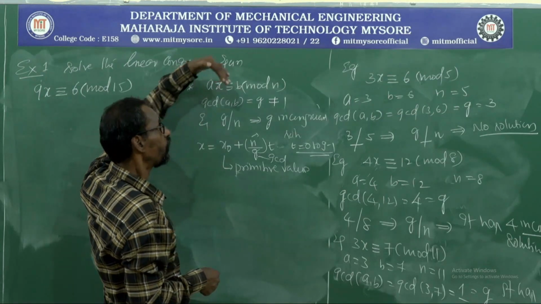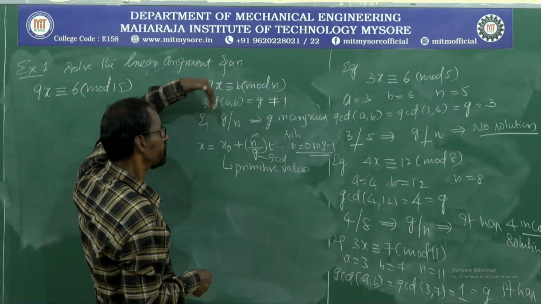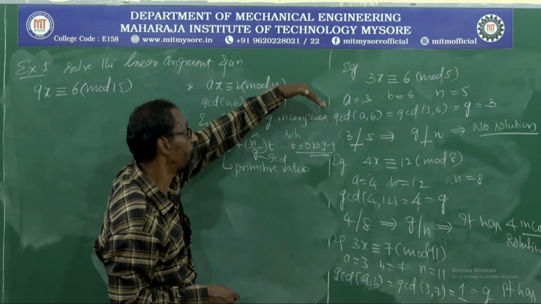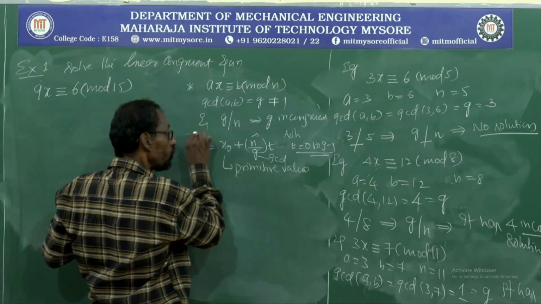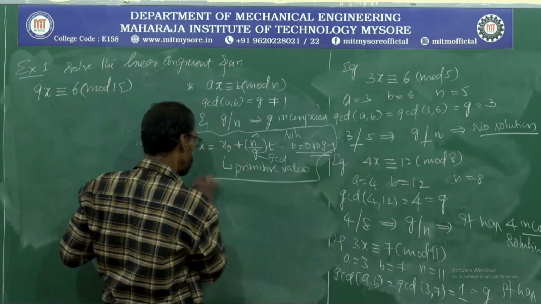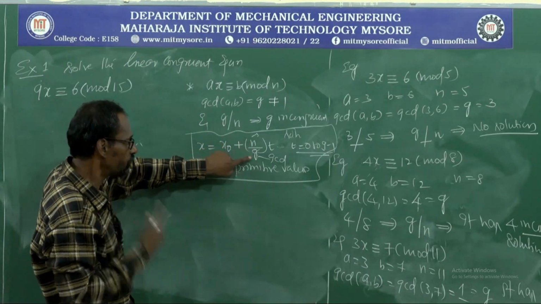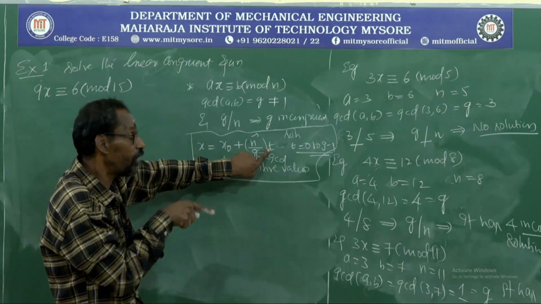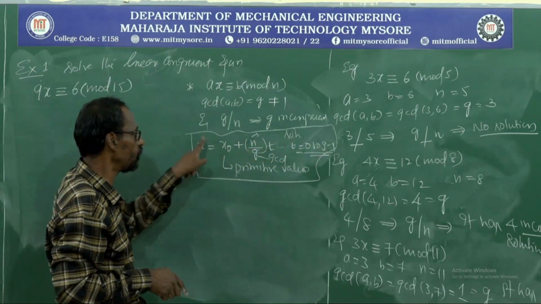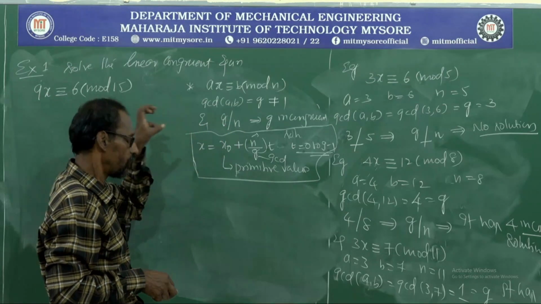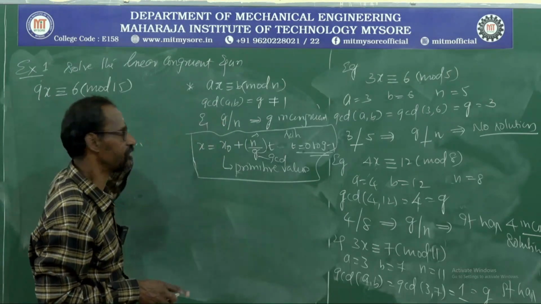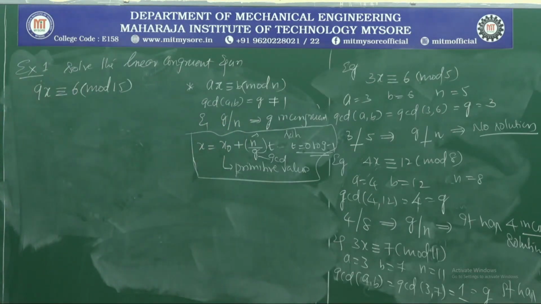When the GCD is equal to g not equal to 1 and g divides n, then there are g incongruent solutions. How do we find the g incongruent solutions? I can go with this. You know n, you know g, you know how to run the t value from 0 to g minus 1. Only the doubtful case is how to get the x naught. I'll go with this problem. Carefully see now.